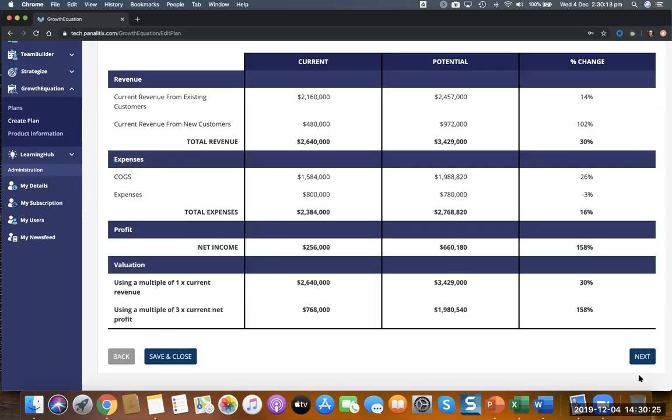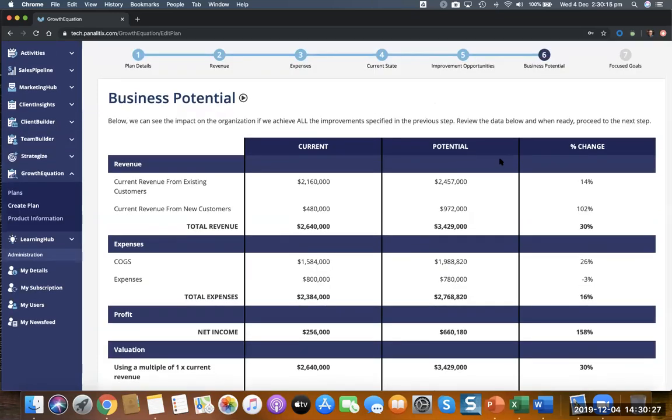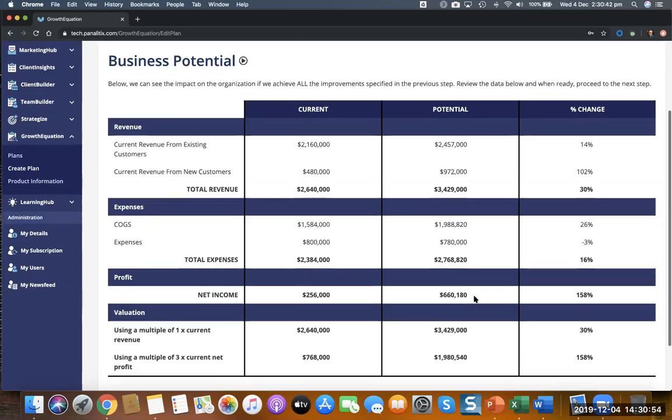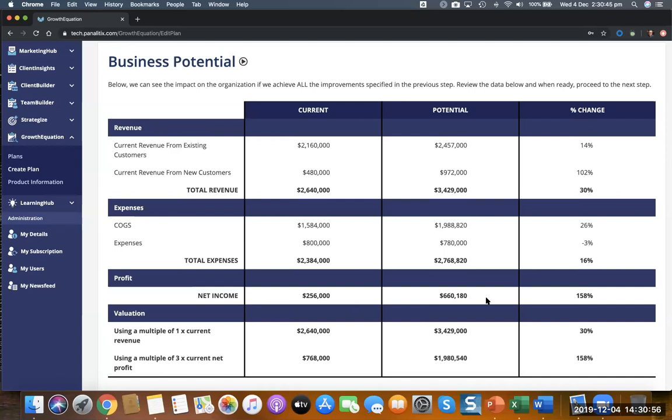And what we can now do is to look at the potential of this business. And so in the left-hand column here under current is where the business is now. Remember, a $2.6 million business with a $256,000 profit. And now if we can achieve the targets that we nominated, what have we got in potential? Well, if we could do everything that we said on the previous screen, the business will do $3.4 million in revenue with $2.7 million in cost, and a profit of $660,000.